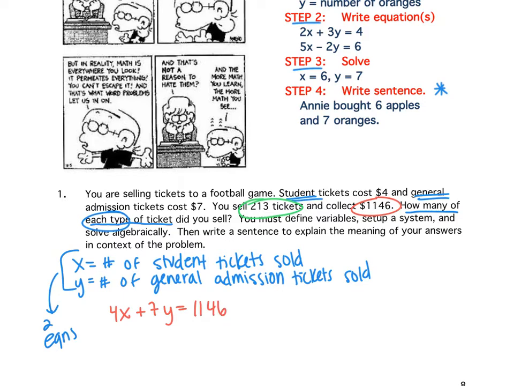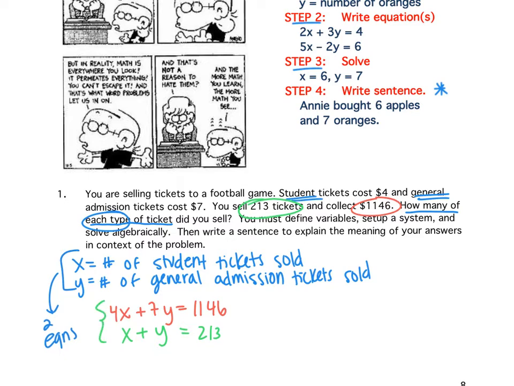Now this is only one equation. We can't solve for x and y yet. We need another one. That's where our 213 tickets came in. So we're going to have equals 213. On the left side, I have x tickets sold, and I have y general admission tickets. So here's my system. That's step 2.